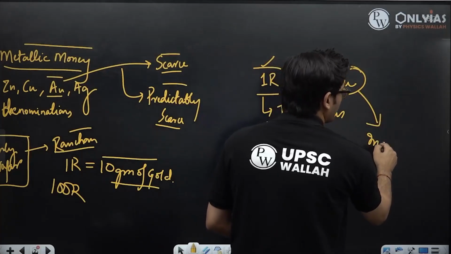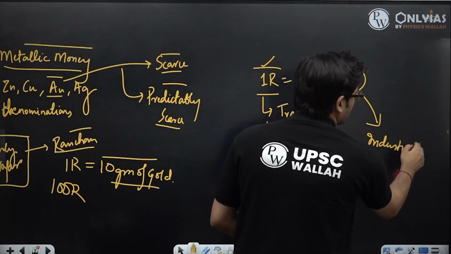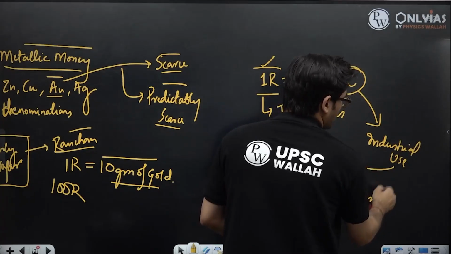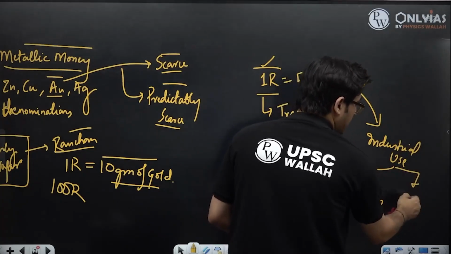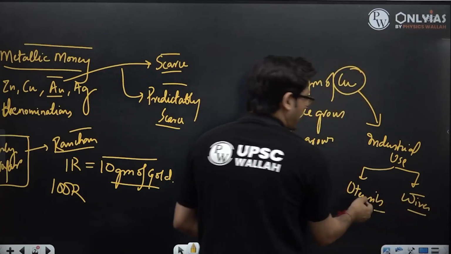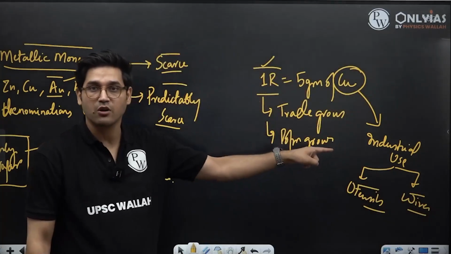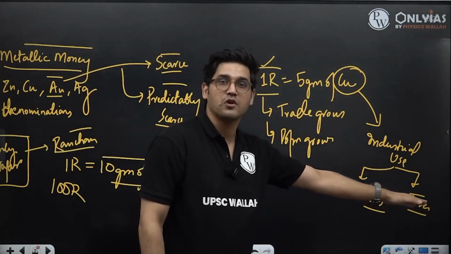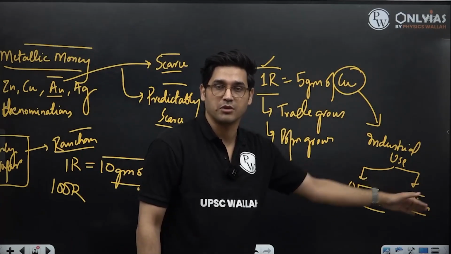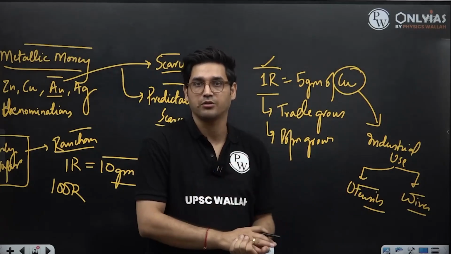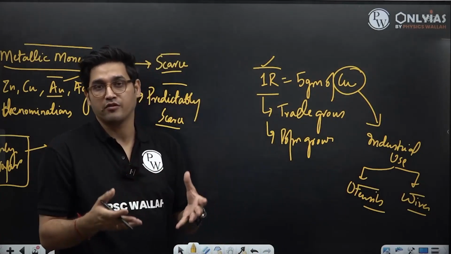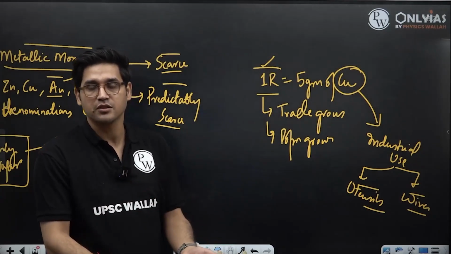This alternate use of copper is an industrial use. For example, copper is used to make utensils. Copper is also used to make wires. There are firms in this economy which will also require copper, those firms which make utensils, and firms which will use copper to make wires, because that is the alternate use of copper. Now, in any economy, the availability of copper will be limited because it's a natural resource.